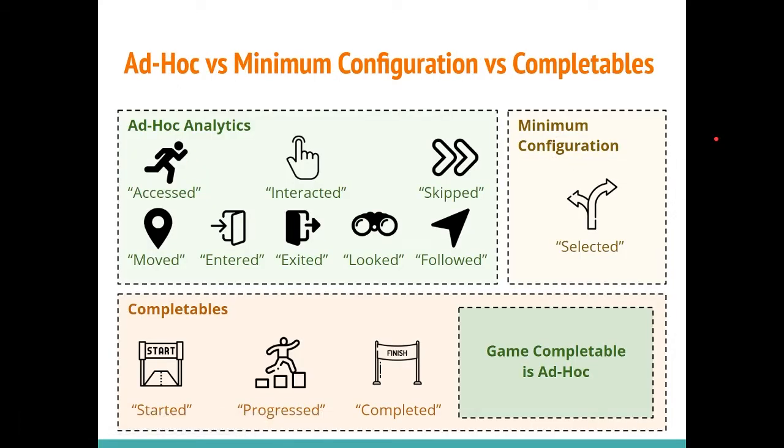In uAdventure, we provide a lot of analytics, many of them ad hoc, with no configuration required. These include accessing areas, interacting with elements, skipping cutscenes, and the location-based traces. Some other traces require minimum configuration, such as choice selection. Finally, completables provide a high-level control for the progress, and hence they require more configuration. However, the game itself is a completable, and to generate its start, progress and completion, once completables are configured, it requires no configurations at all.